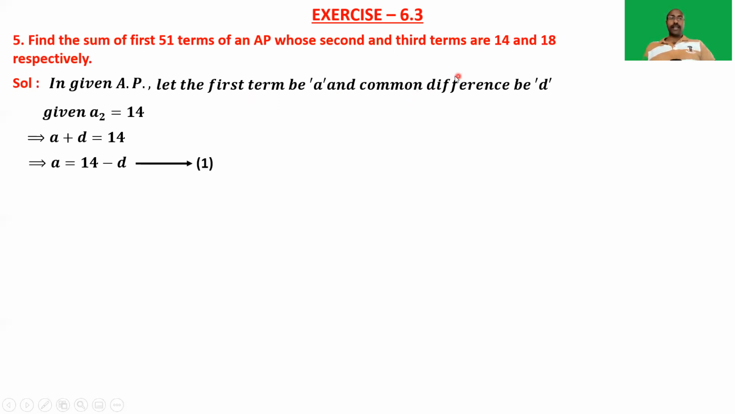And also it is given that third term is 18. That is A3 equal to 18. And we have A3 is a plus 2d. So substitute a plus 2d in place of A3.